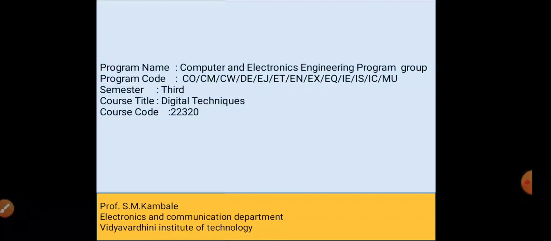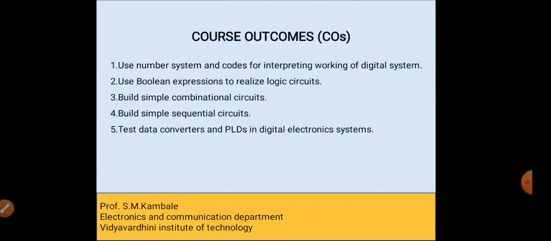Today we are going to discuss the overview and syllabus of the course Digital Techniques, whose course code is 22320, of the third semester of the program Computer Engineering. Now looking to the next, that is course outcomes. Course outcomes are basically the knowledge you will get after the completion of the particular subject or course.